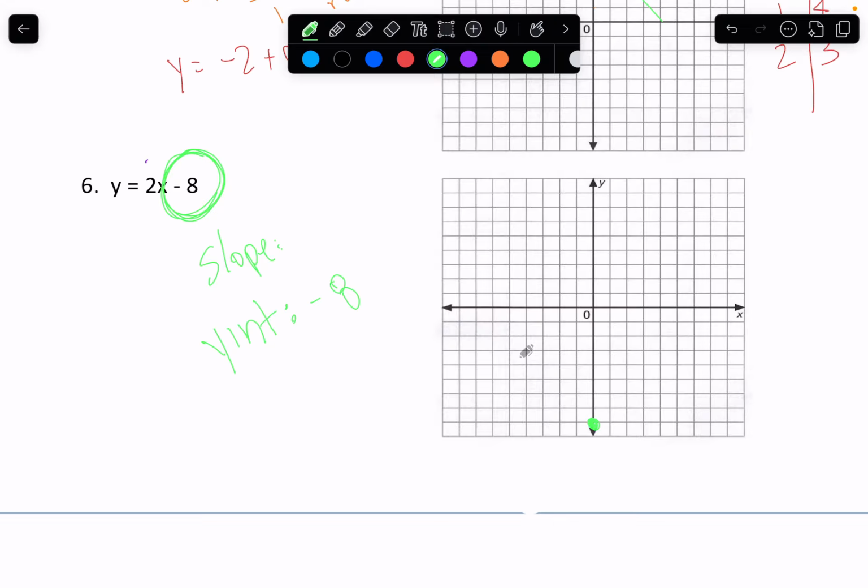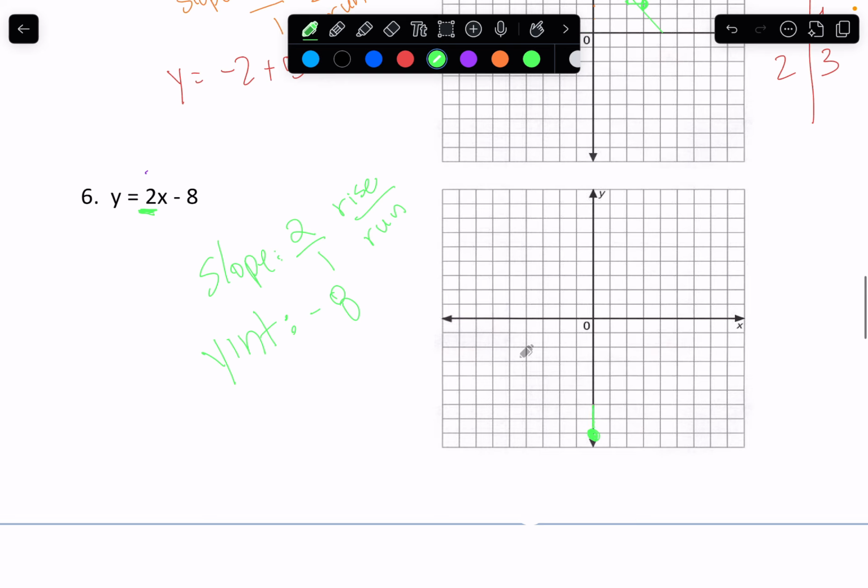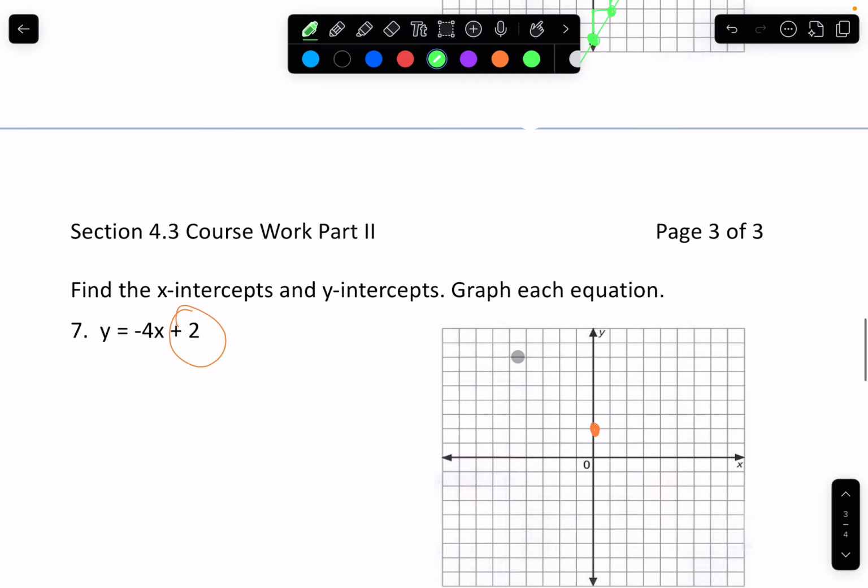What is our slope? Our slope is going to be whatever's in front of the x. It's going to be 2. Same thing as 2/1. A rise of 2, a run of 1. 1, 2, 1. Bloop. There we go. Do we love it? I love it. We can immediately look at this equation, see where it's going to hit, and what the slope is going to do, right? Okay, let's do the next one.